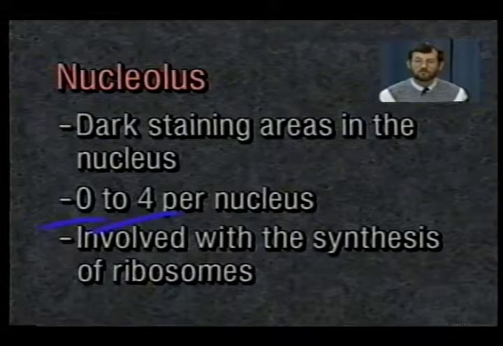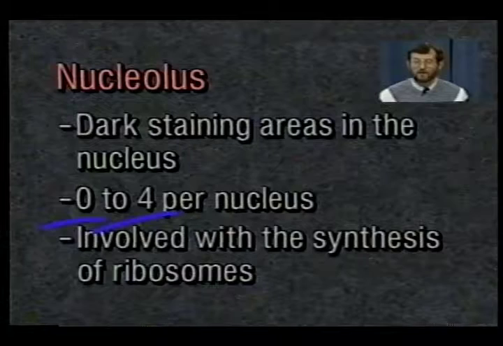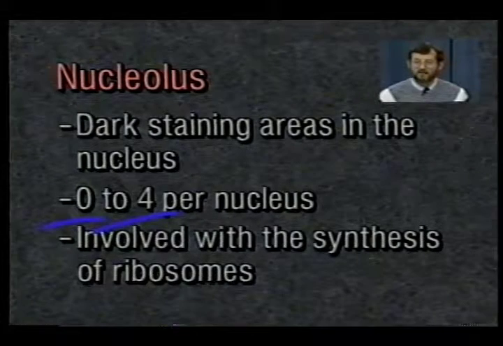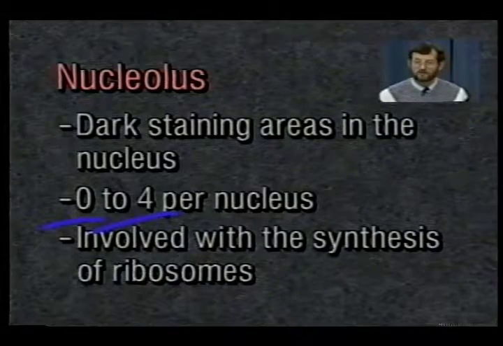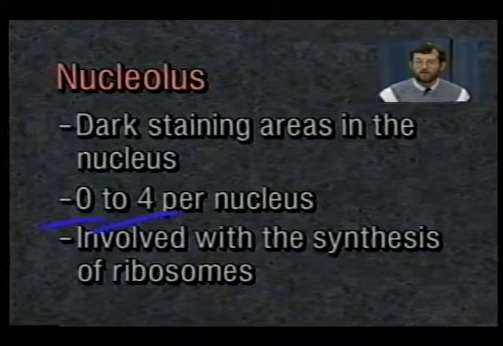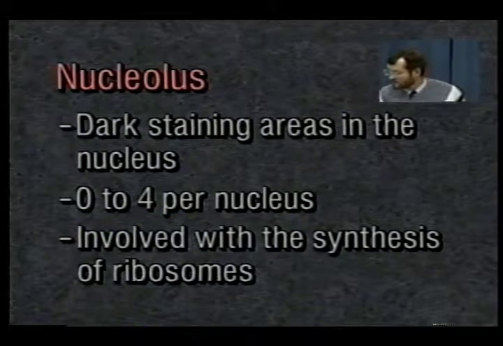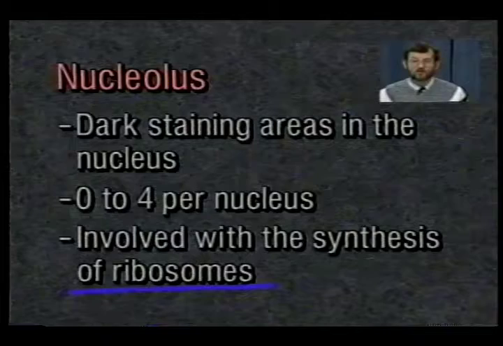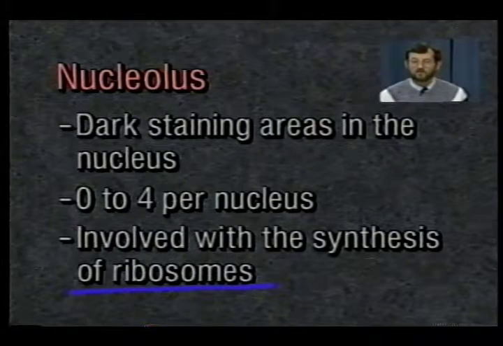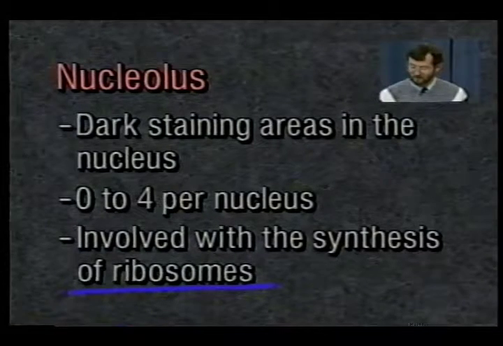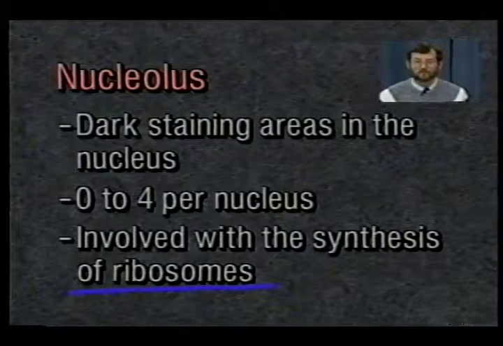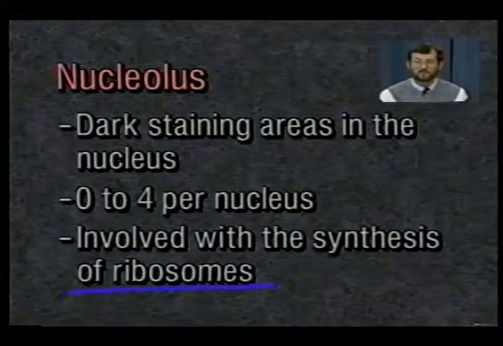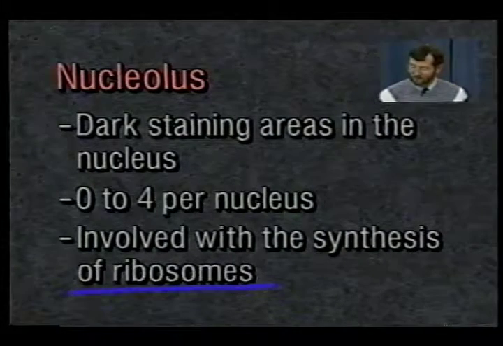And they also will disappear depending on what the cell's doing. If the cell's getting ready to divide, for example, the nucleoli will disappear. We have linked these with the synthesis of a cellular structure, which we'll discuss in a moment. That structure referred to as the ribosomes. So they are involved with the synthesis or the structure of the ribosomes.